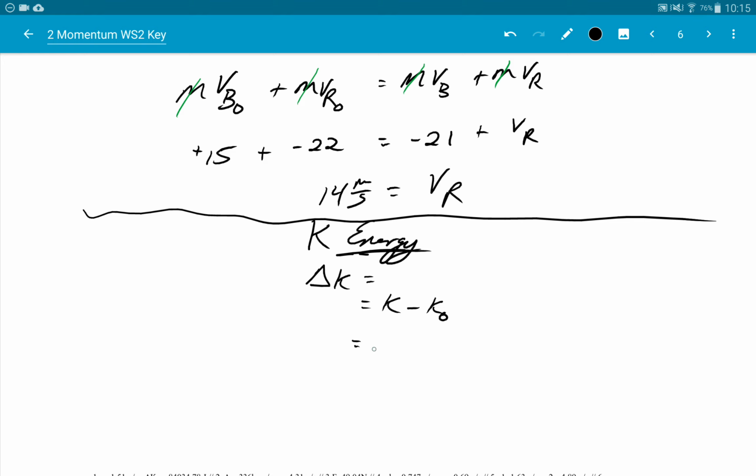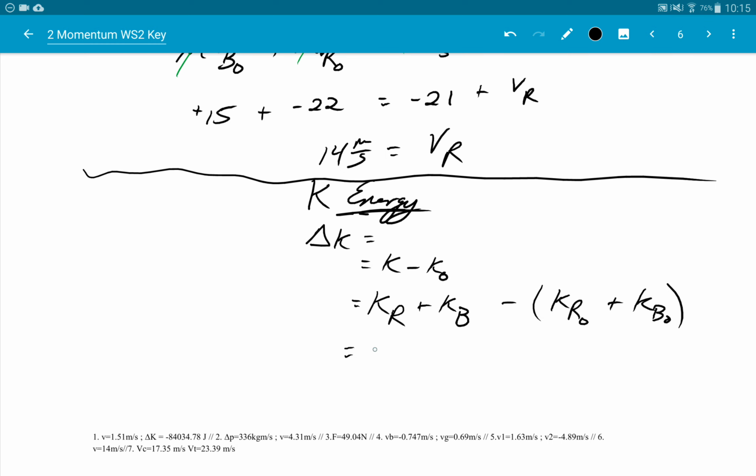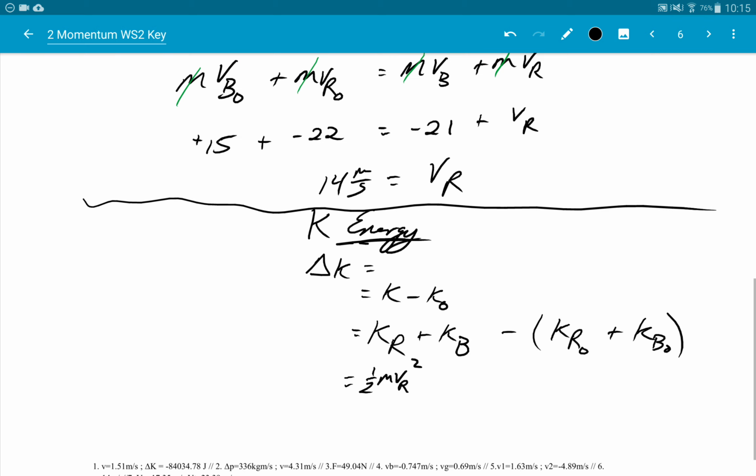Well, the kinetic energy afterwards is the kinetic energy of the red ball plus the kinetic energy of the blue ball. And then beforehand, it's the kinetic energy of the red one beforehand plus the kinetic energy of the blue one beforehand. And we're looking at the difference there, so there's the subtraction. So let's go do this. We have 1/2 mv squared. Now check this out. Each one of these is going to have a mass in there, but the masses won't matter, or I could just factor all of them. I'll just leave them in. Okay. The masses won't matter.